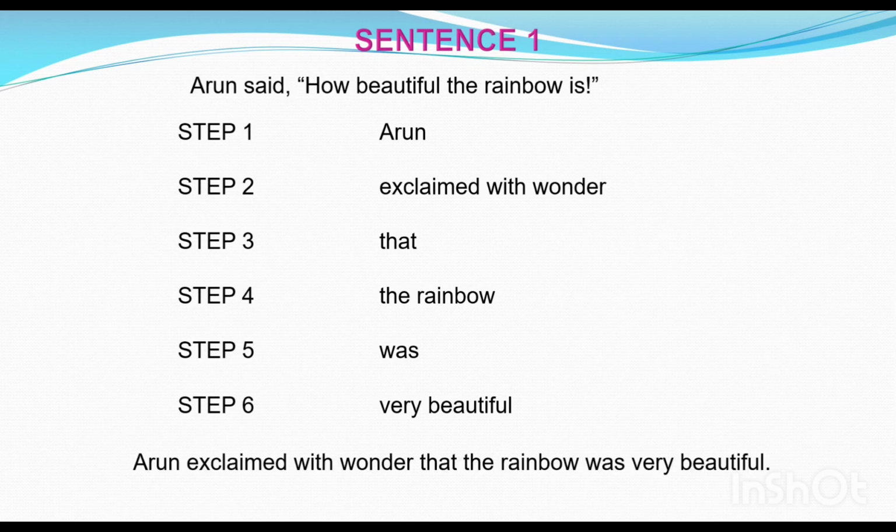Arun exclaimed with wonder that the rainbow was very beautiful. Arun remains the same. Said changes to exclaimed with wonder and the connecting word is that. The subject is the rainbow. Verb is changes to was and how beautiful changes to very beautiful.